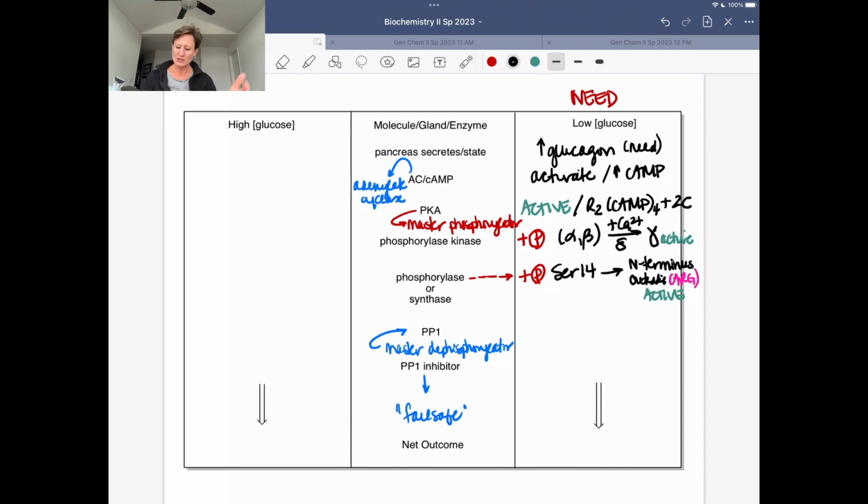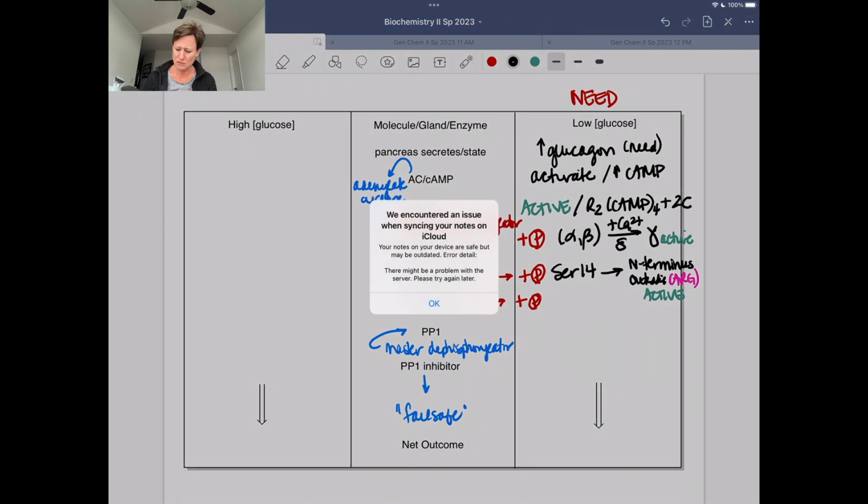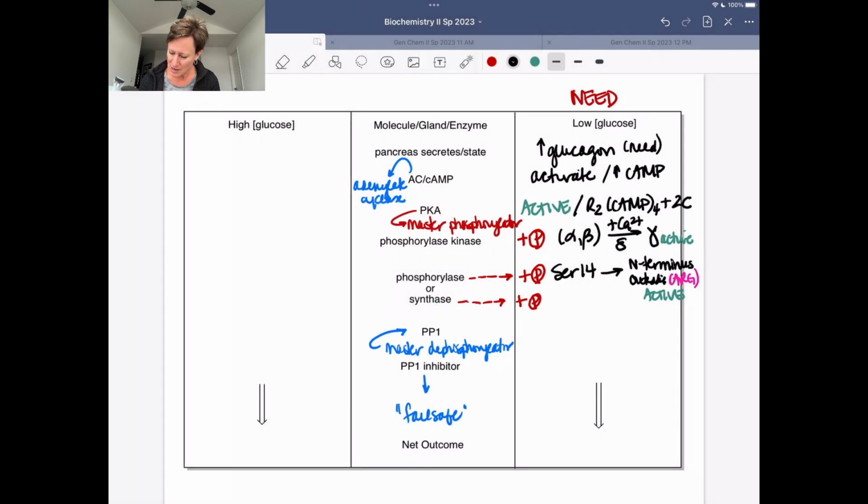Okay, let's talk about sort of the other pieces here that have to do with the dephosphorylation, or the sort of fed state arm here. But we also are going to have a phosphate that's added onto synthase. Okay, and we're going to talk about what that means. We really didn't talk too much about the structural details of this protein. Okay, but when we add a phosphate to synthase, this is going to make it inactive.